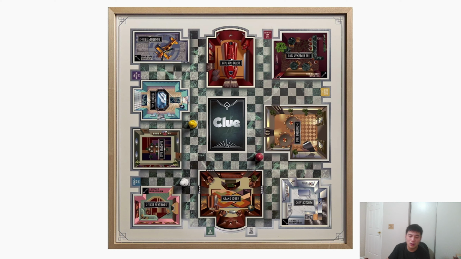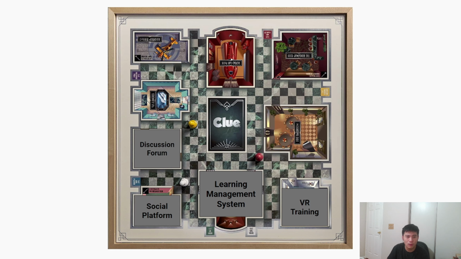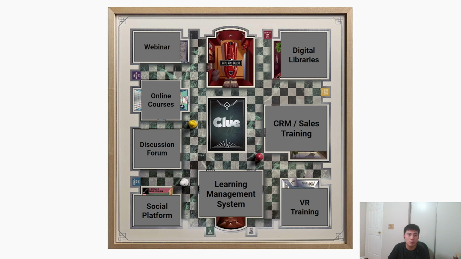And so really a learning management system is kind of like one of those rooms. Still very valuable, but very limited in terms of knowledge. But these other players go to things like social platforms, VR trainings, discussion forums, CRM sales trainings, online courses, webinars, digital libraries, and networking events. These are all things that they do outside of the learning management system.